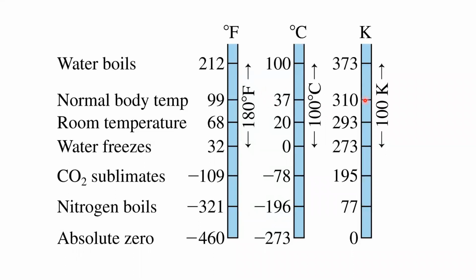And I don't really have this memorized. 310 kelvins is human body temperature. I just remember that we live in approximately 300 kelvins, whether it's body temperature, room temperature, or somewhere in between. 300 is a good number to have memorized. And we're going to see in a moment that to convert from Celsius to kelvins, you merely add 273.